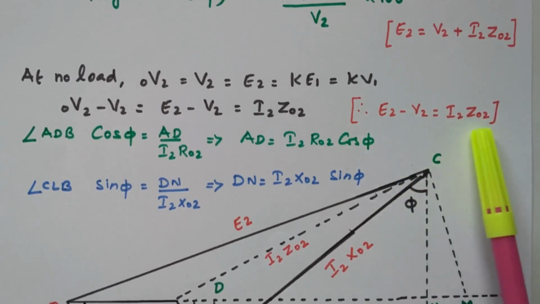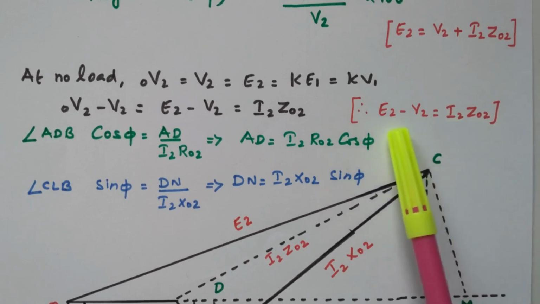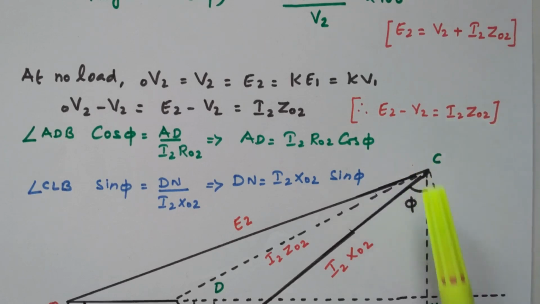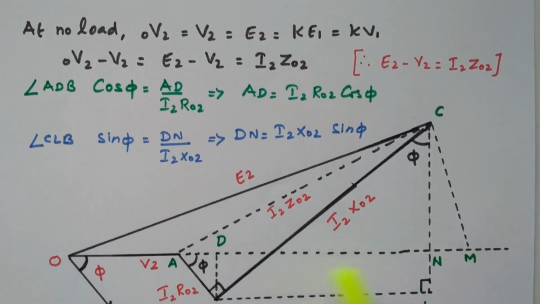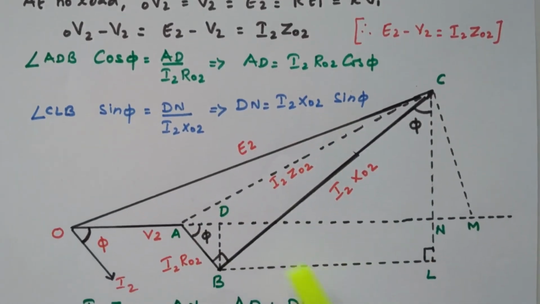Right? So the difference between the no load and full load value is represented as I2 Z02. So we need to find the expression for I2 Z02. This is nothing but the regulation, the difference between no load voltage and full load voltage. How will you find this I2 Z02? It is available here. So this is nothing but I2 Z02, right? Here the dotted lines are available.